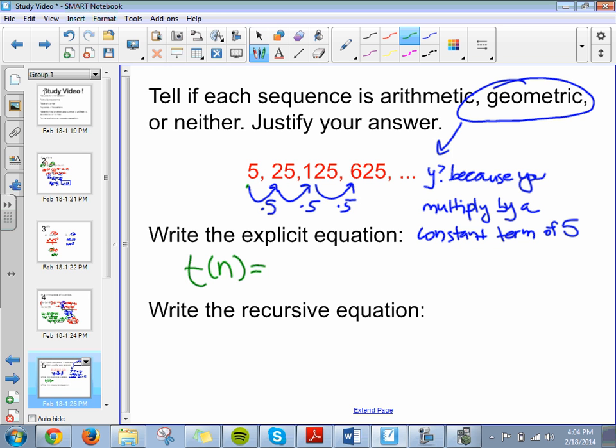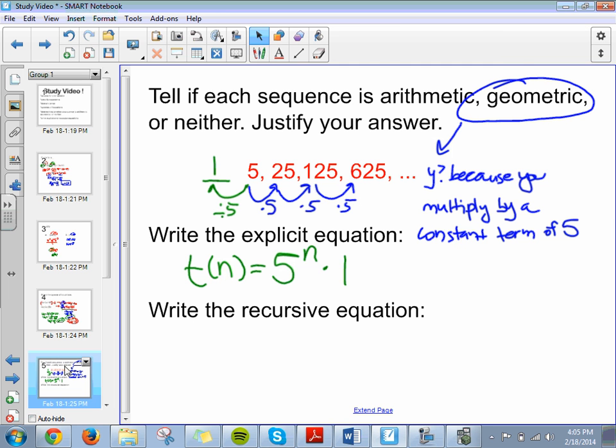It's still going to be t of n, but the thing we're multiplying over and over and over again is still that 5. But instead of saying 5n, it's 5 to the n, because we're doing repeated multiplication. And then we're still doing multiplication, and we need it times our 0 term, which we used the correct process in order to find that. So our explicit equation should read 5 to the n times 1.